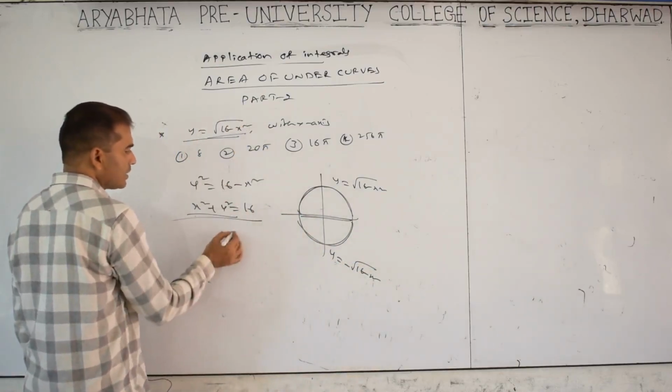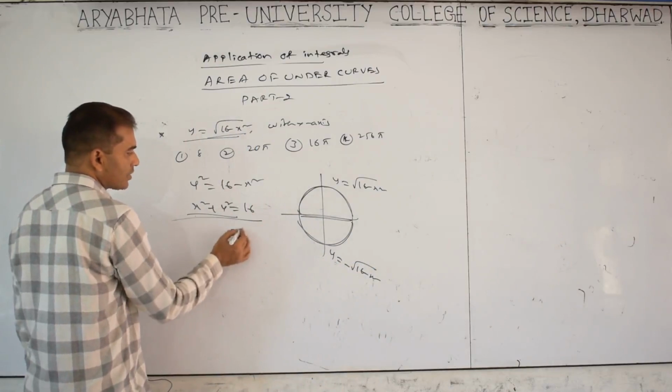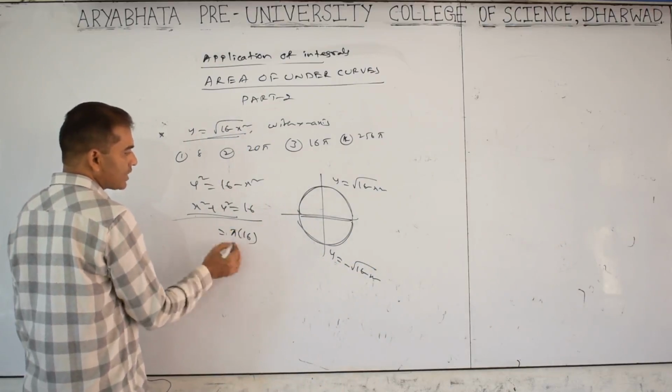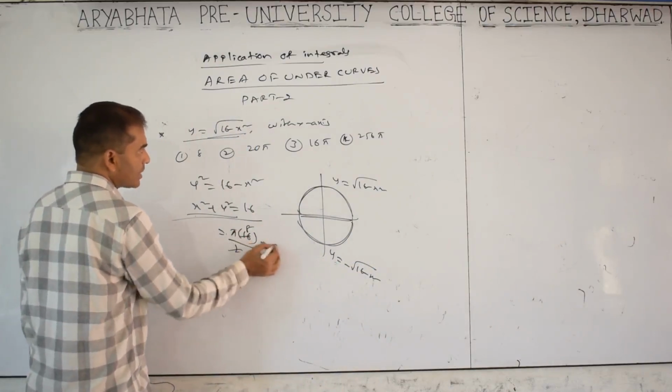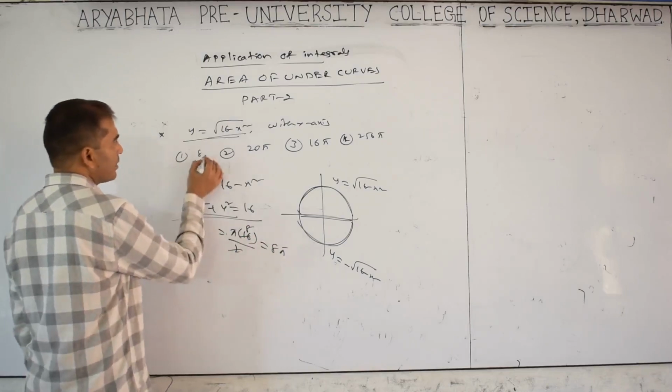What is the area of the circle? It is pi a square. A square means 16 pi. Semicircle means half of that, get cancel, 8 pi. The answer is 8 pi.